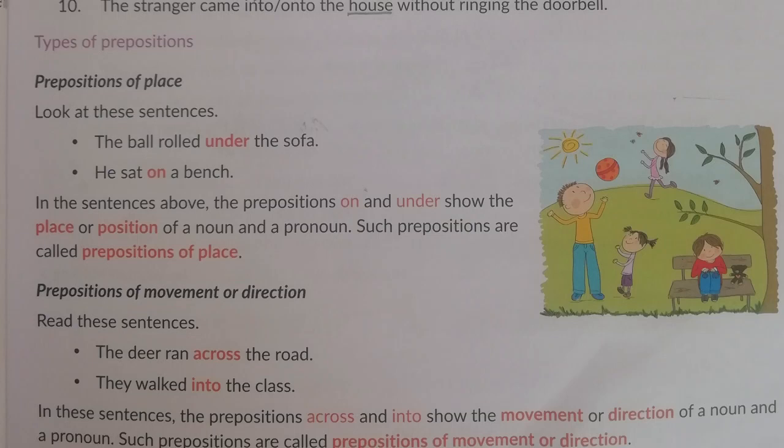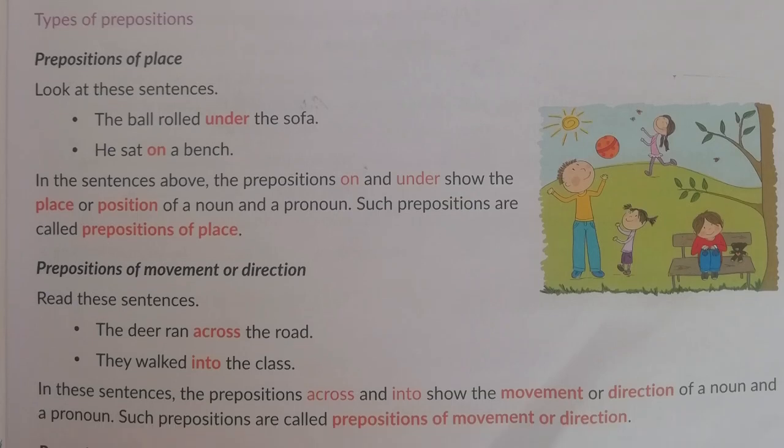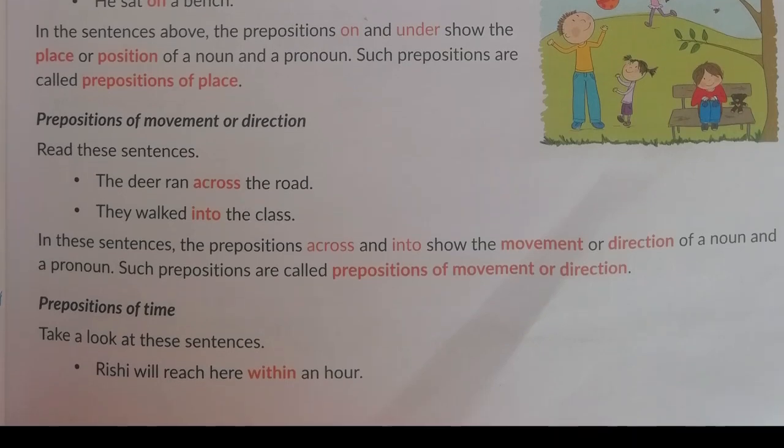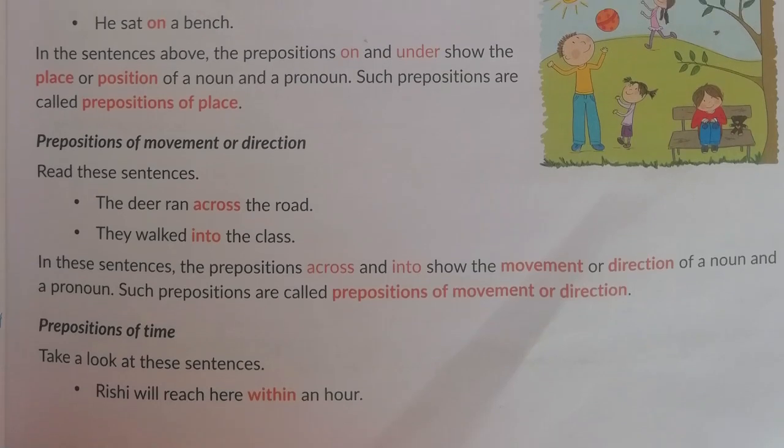So across is working here as a movement or direction. It tells us about the movement of a noun or a pronoun. Such prepositions are called prepositions of movement or direction. So let's see the examples and the definition.